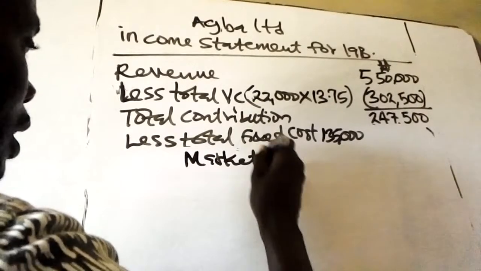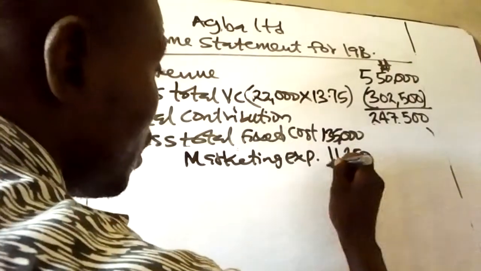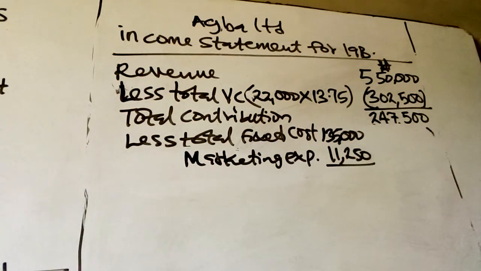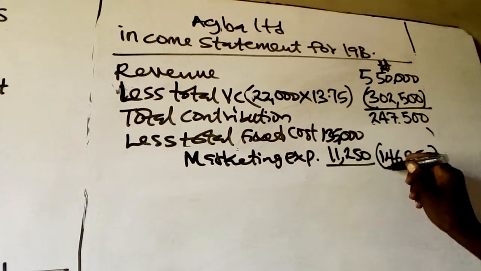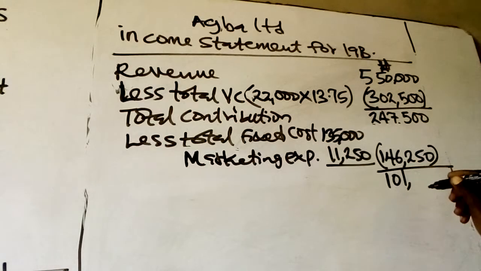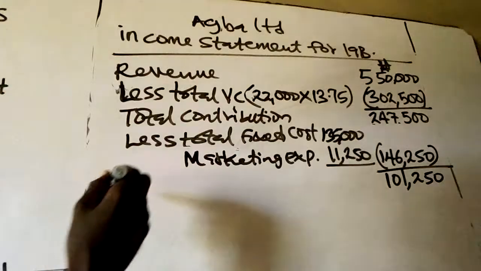That means in addition to 135,000, you will also incur fixed marketing expenses of 11,250. When you add it to 135,000, that means the fixed cost becomes 146,250. When you now less 146,250 from 247,500, then you have 101,250. That is our profit before tax.